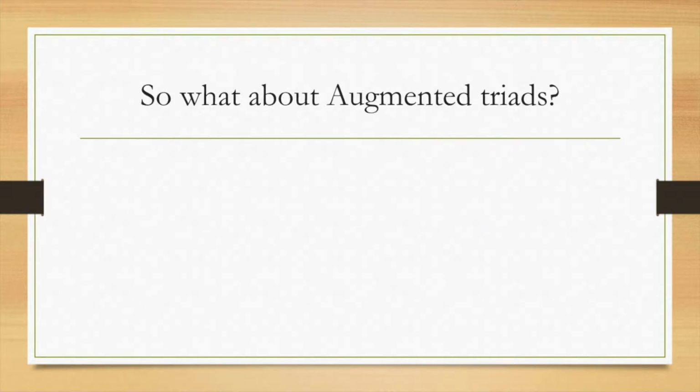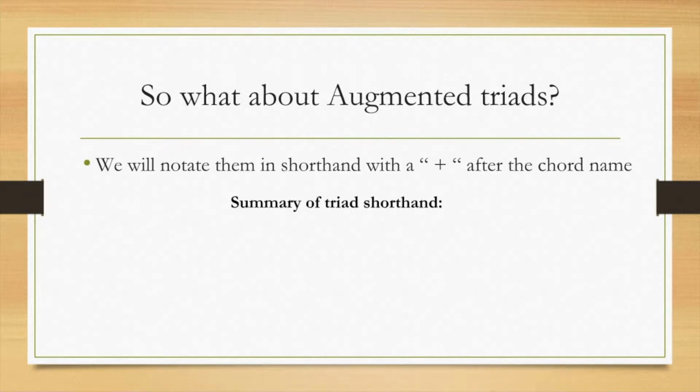So what about augmented triads? Why the heck are we learning that? We didn't have them in the major scale, but guess what? We're going to have them when we get to one of the minor scales. Cool? Maybe 2 of the minor scales. So we are going to notate the augmented triads with a plus after them. The diminished ones had a little 0 or circle after them. The augmented triads have a plus after them. That signifies 2 major thirds on top of each other.